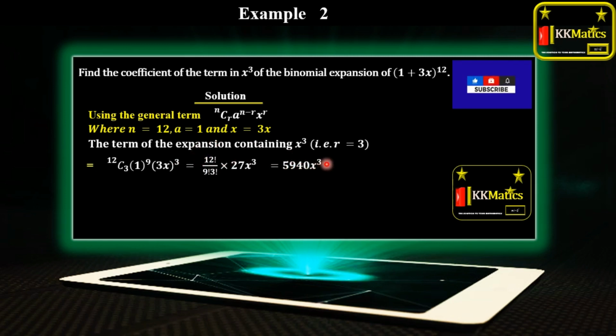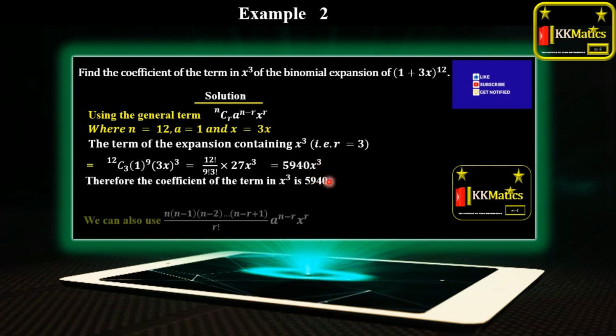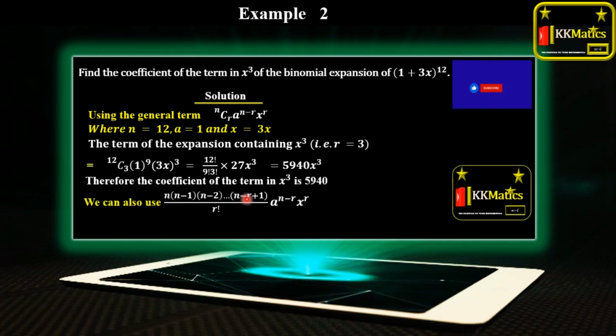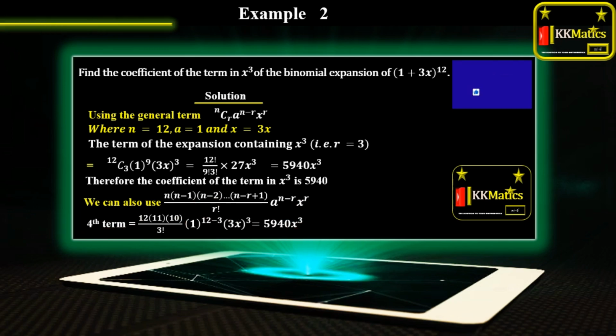So our coefficient here is 4940. We can also use this formula to find that, and doing that leads us to the same answer. Obviously, as I said earlier, that's the fourth term, and that leads us to the same answer. Simple.